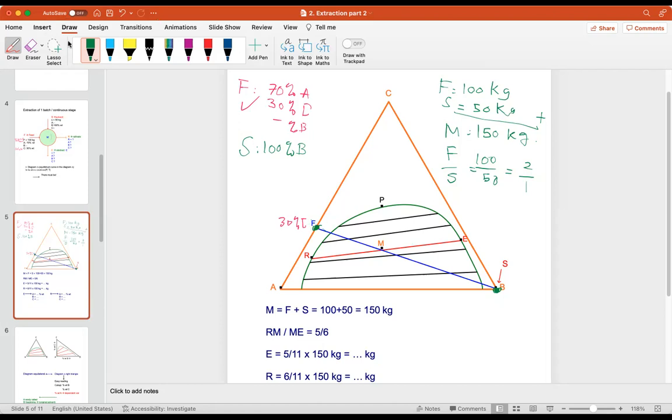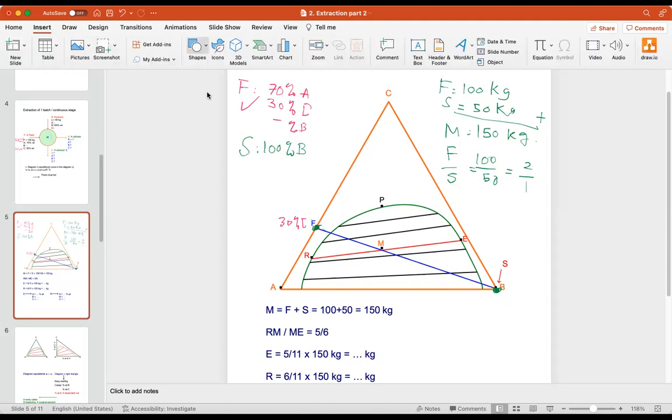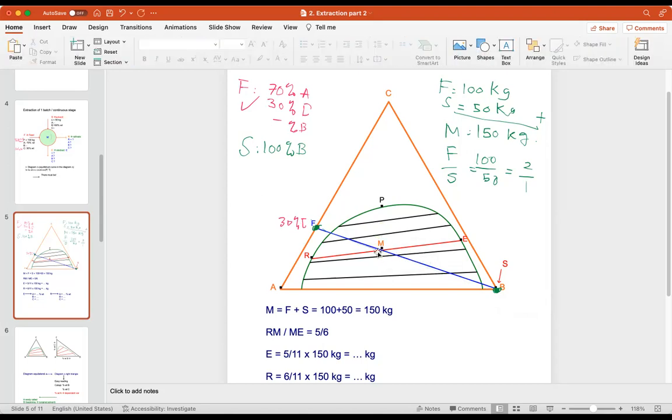So maybe you want to check the length of the line, 12.71. Then find one part for the F and two parts for the S, so maybe around 4 something. And this one, maybe around 4 something. So this is where you put the point. That's why they put the M there.